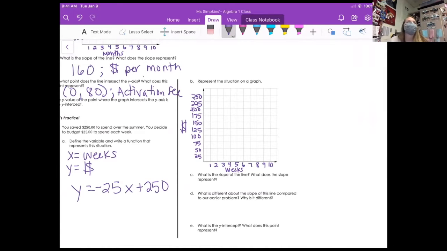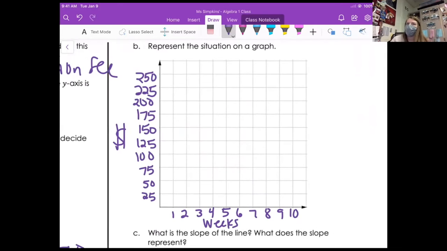Okay, where am I going to start? You got it. Say it. Okay, point. You're right. 0, 250, because that's how much money I'm starting with. So my first point is going to be at 0, 250. Then every week, my amount of money is going to go down by $25. So after 1 week, how much money do I have left? $225. After 2 weeks, 200. After 3 weeks, 175. You could draw the points all the way down if you want. Just make at least 4 or 5 points and then draw your line.